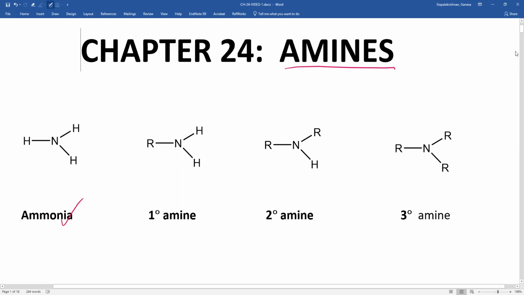If you replace one of the hydrogens with an R group, it is a primary amine. If you replace a second one also with R group, it is a secondary amine. If you replace the third one also with the alkyl group, it is a tertiary amine. The R groups are generally alkyl groups or aryl groups.